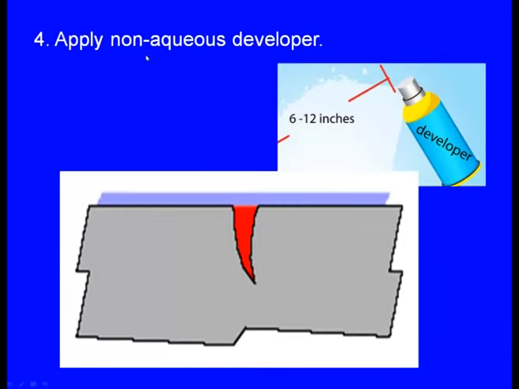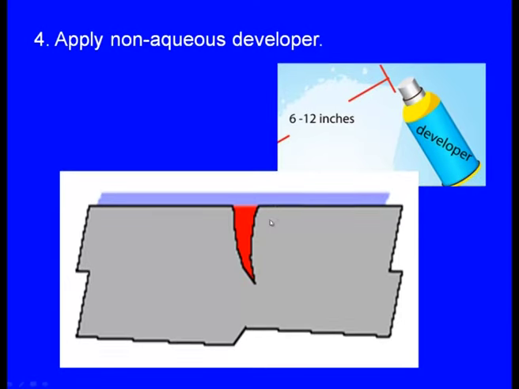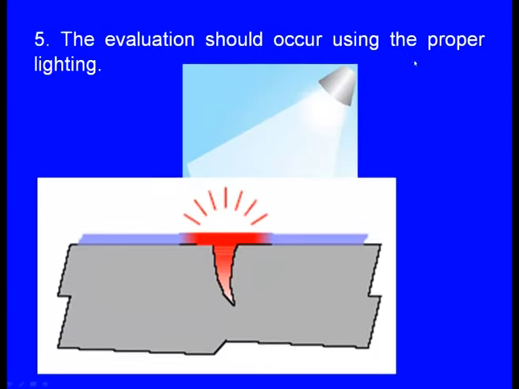Next step, apply non-aqueous developer. So, this is the second reagent we will be using. Now, this is the third reagent we will be using. Now, you can see here this developer is falling on the surface of the component, and there must be a distance of 6 to 12 inches from the developer can to the surface of the casting. Then the evaluation should occur using proper lighting.